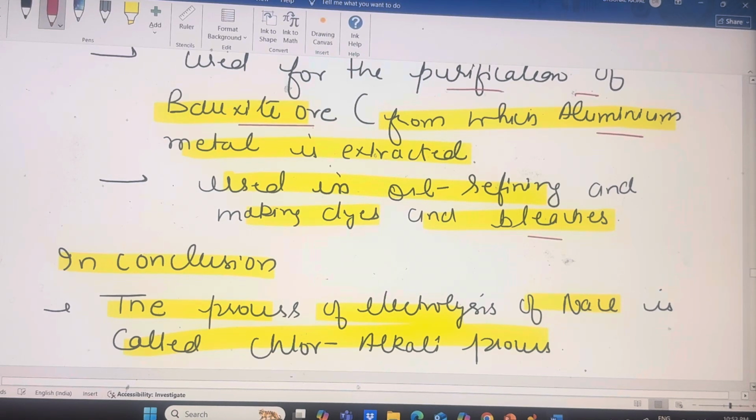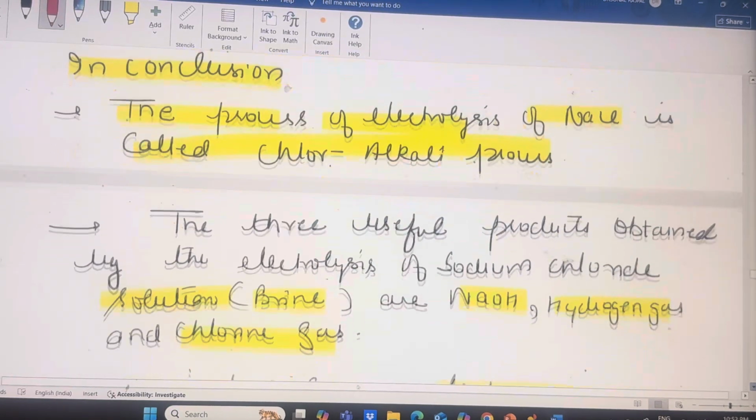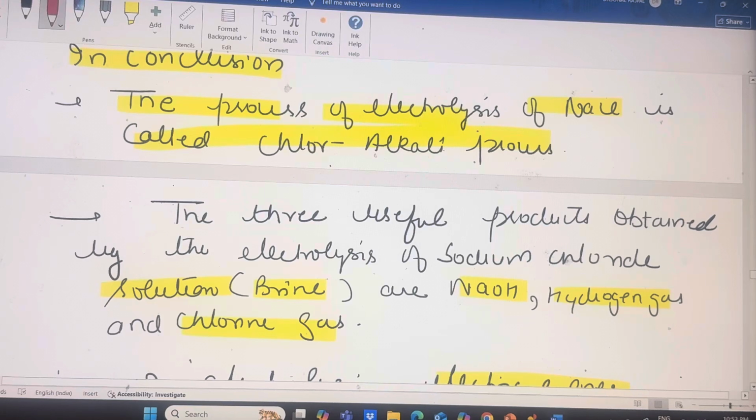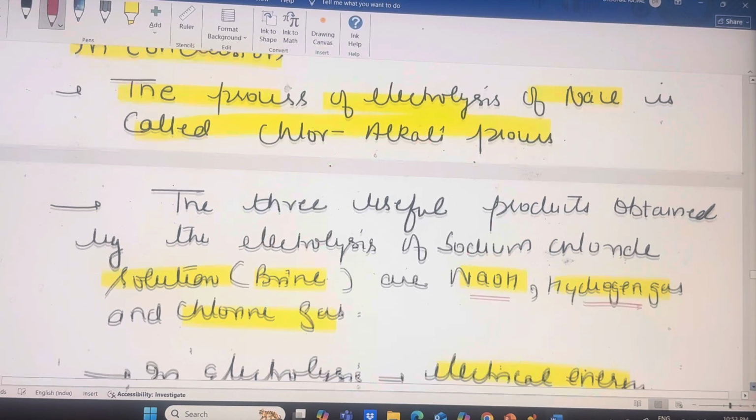So in conclusion, at the end, I want to say students, the process of electrolysis of NaCl is called as chlor-alkali process. And the three useful products obtained by the electrolysis of the aqueous solution of sodium chloride are sodium hydroxide, hydrogen gas, and chlorine gas.